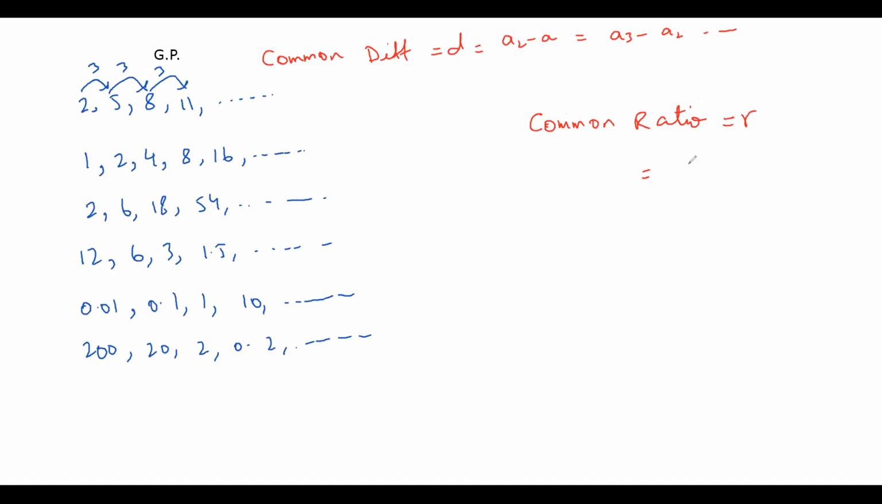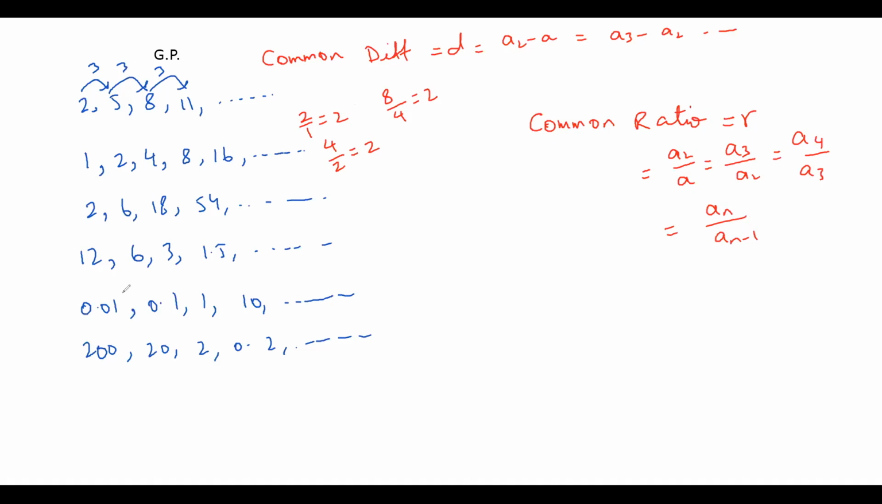So if you divide 2 by 1, what do you get? You get 2. If you divide 4 by 2, what do you get? You still get 2. If you divide 8 by 4, that is still 2. So that is the common ratio. That is how you get it. That is a2 divided by a1, or a3 divided by a2, or a4 divided by a3. In general, this is an divided by an minus 1.